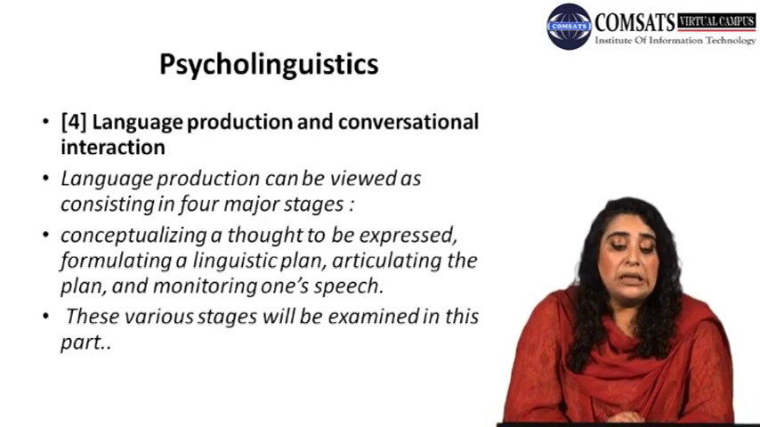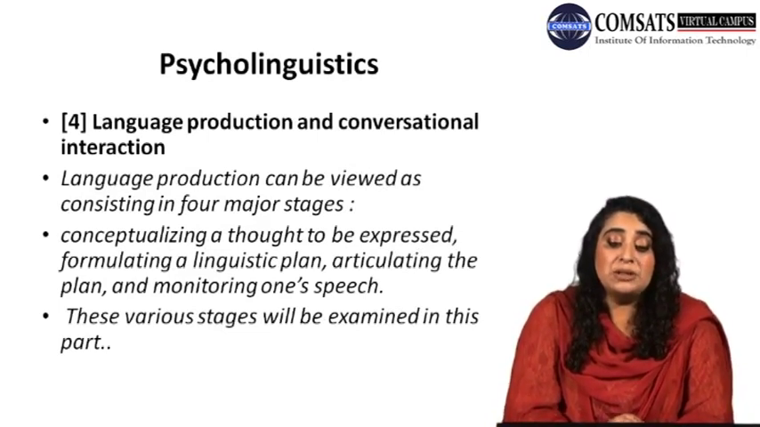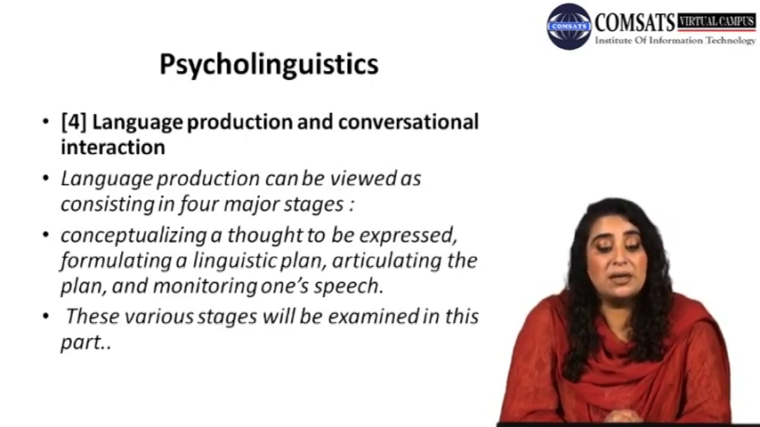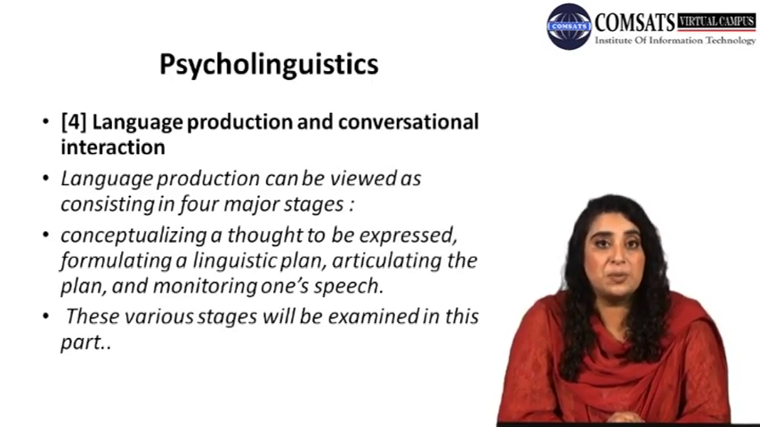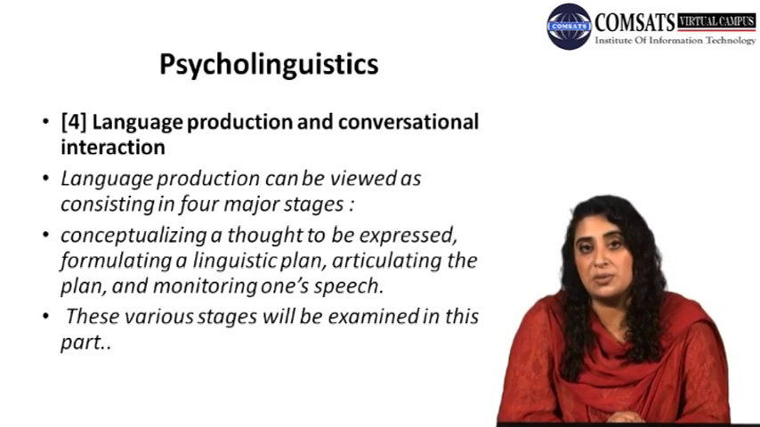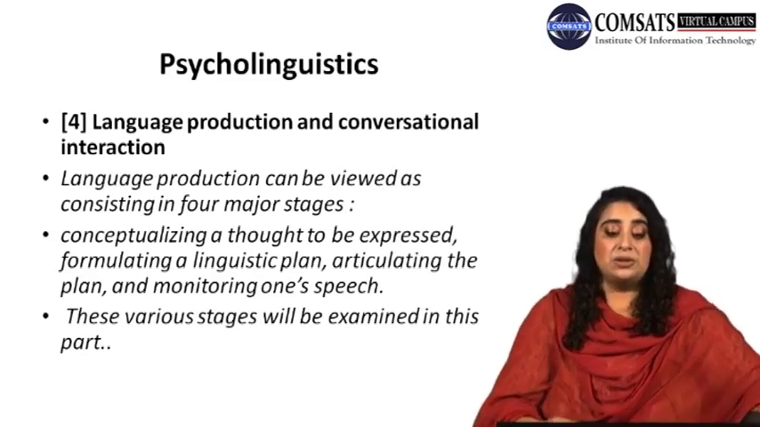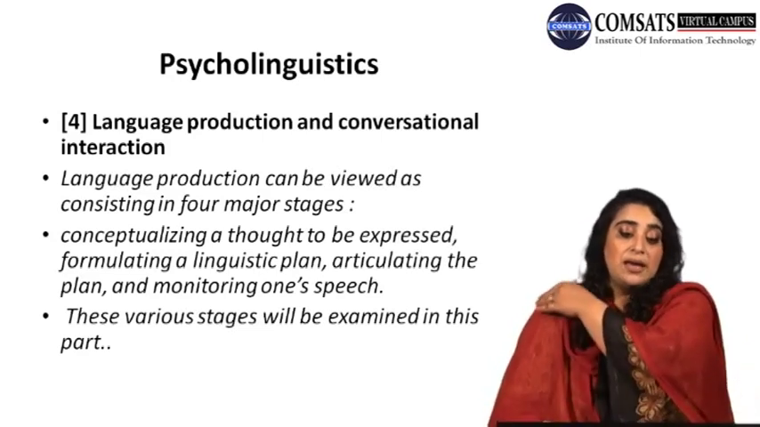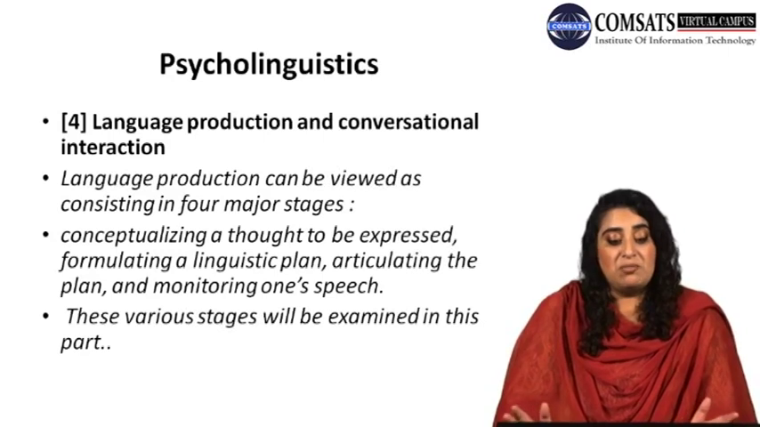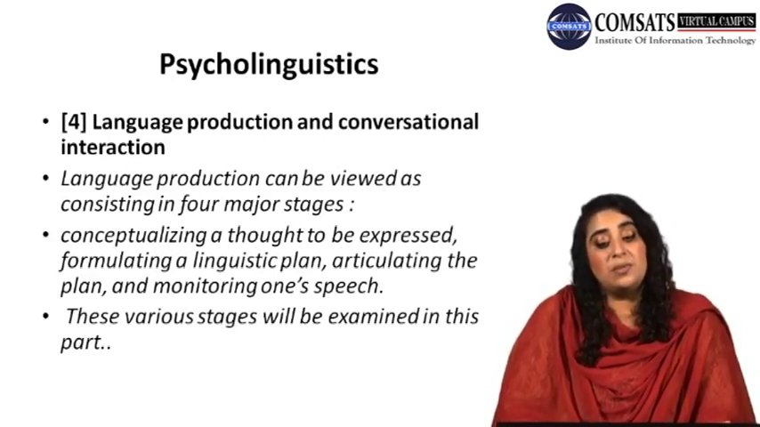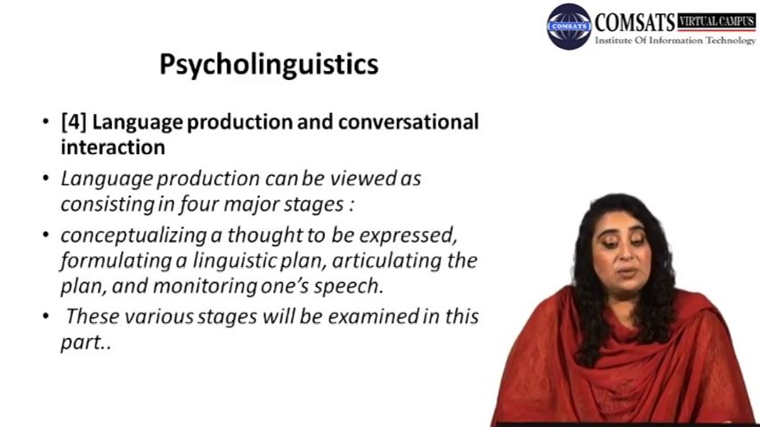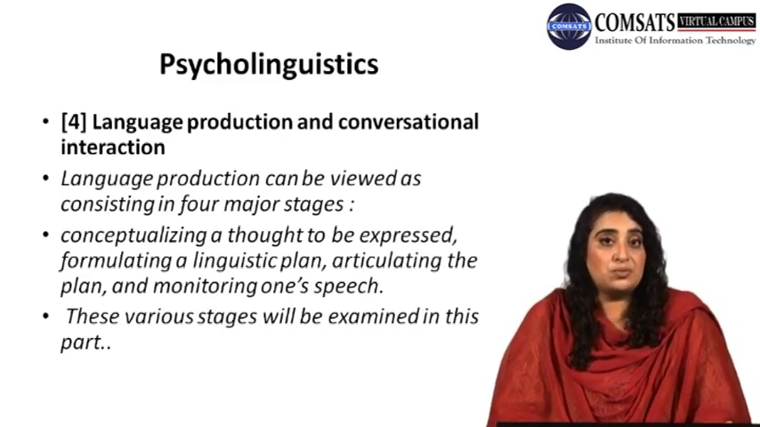Further on, number 4 would be language production and conversational interaction. Now, how do we produce a language, and how in a conversation do we interact with people? How do we use a language to interact with people? So language production can be viewed as consisting of 4 major stages. Number 1 would be conceptualizing a thought to be expressed, formulating a linguistic plan, articulating the plan, and monitoring one's speech.